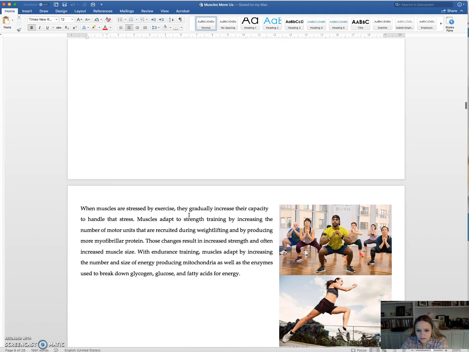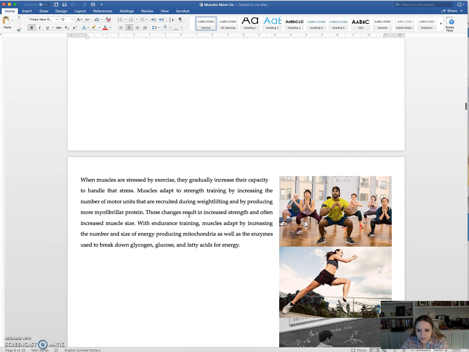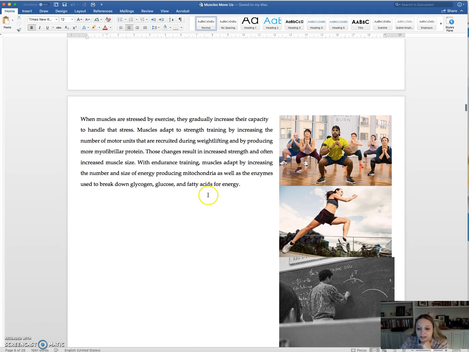All right. When mussels are stressed by exercise, they gradually increase their capacity. Again, make sure these are your words. You are explaining this so that a 5th grader can understand. Mussels adapt to strength training by increasing the number of motor units that are recruited. If you're pulling this directly from the book, guys, I'm telling you, you're plagiarizing.